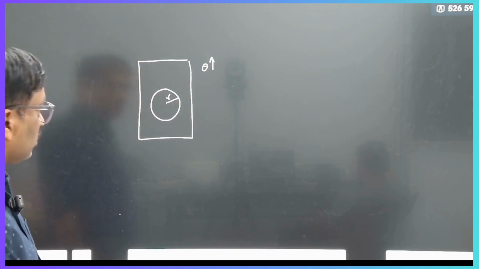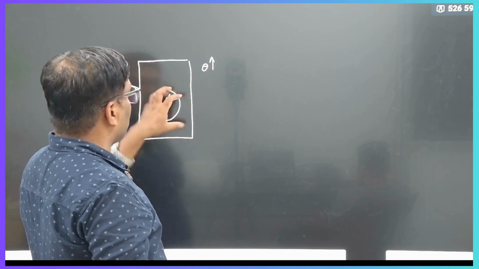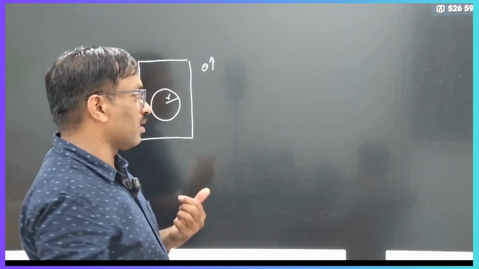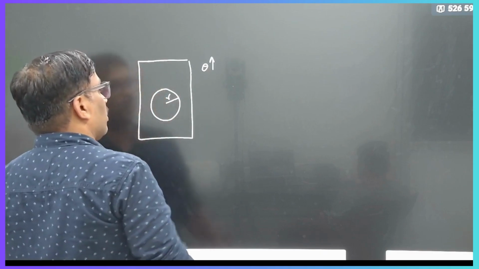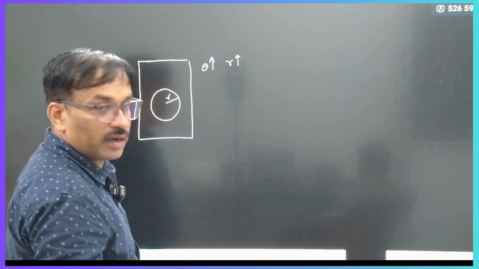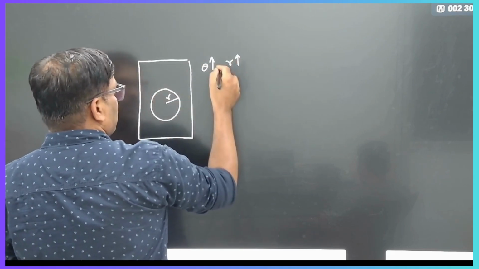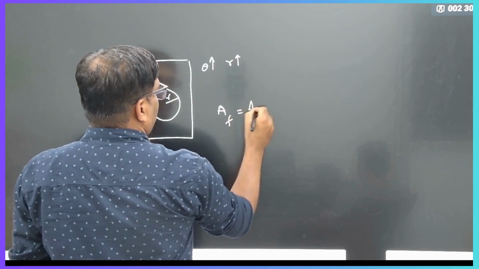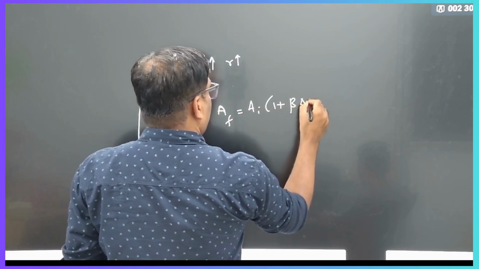Now most of the students, what will they think? Okay, this is expanding, so this will come closer. They will think that the radius will decrease. But really it is not that the radius will decrease, it expands uniformly. So therefore the radius will increase, right? So we can calculate the radius now. Therefore here, when temperature is increased, you can write area final, that is nothing but area initial into 1 plus beta into delta theta, correct?